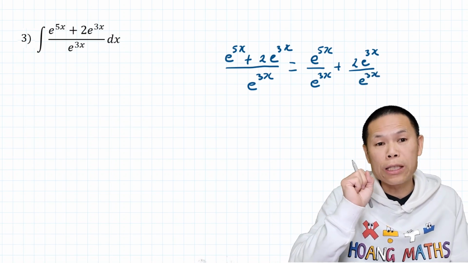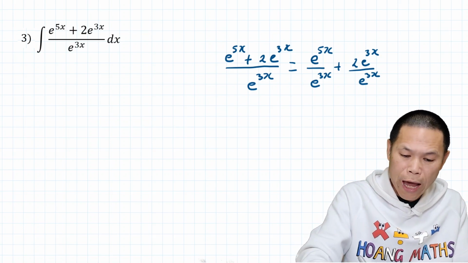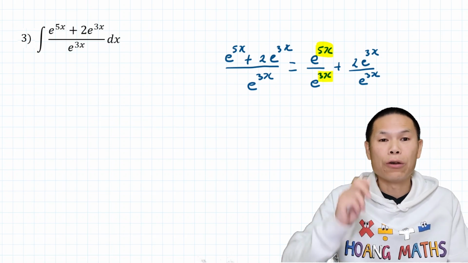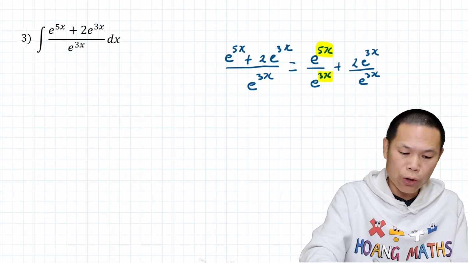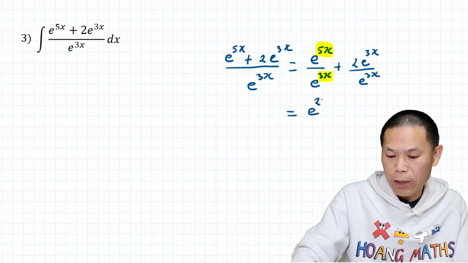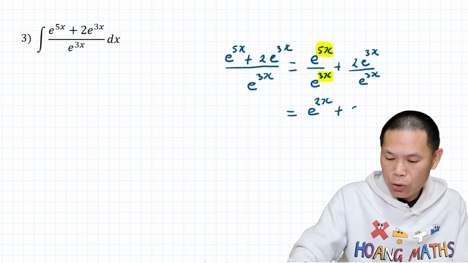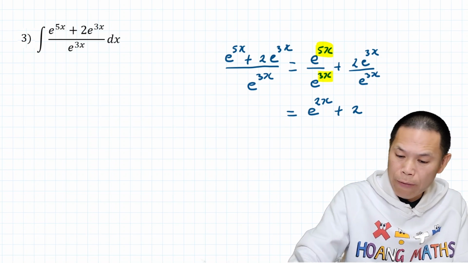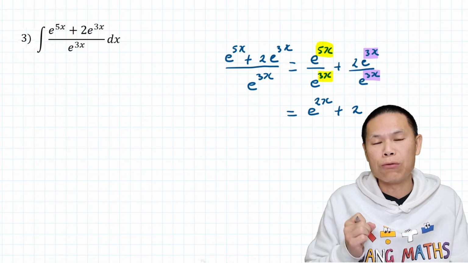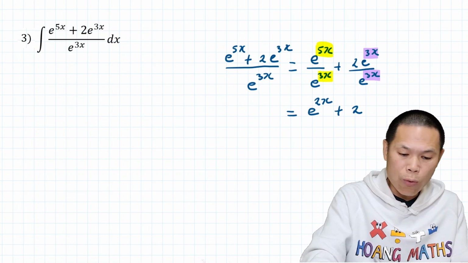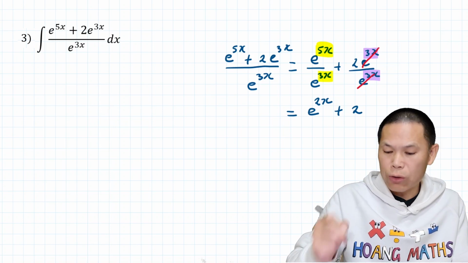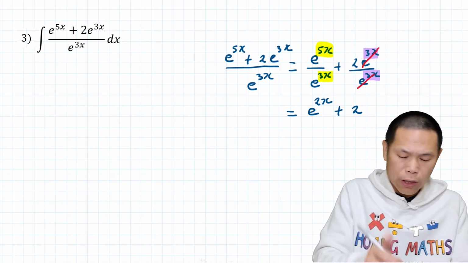So now what I do, I simplify this first. So we have 5x and we minus 3x. So 5 minus 3 is 2. So e to the 2x. And we add 2 and we have 3x. We minus 3x become e to the 0. E to 0 is 1. Otherwise, you can just cross like that, okay? So become 2. So that add 2. So there you go. So now I just rewrite this.